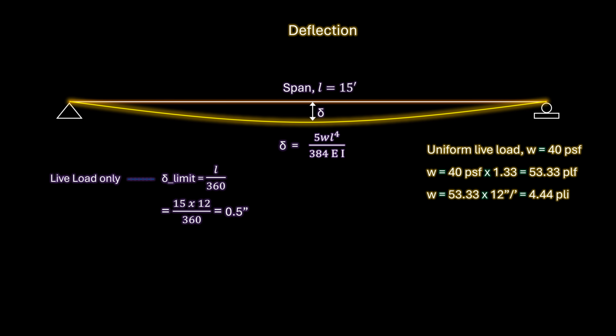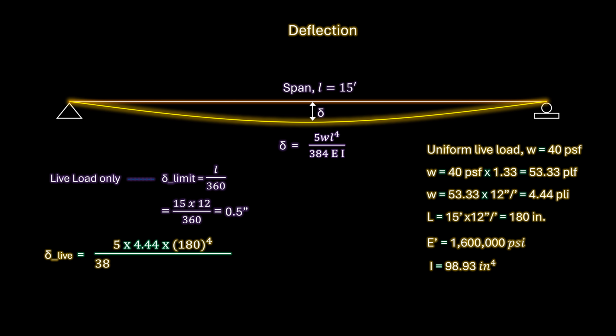The span of the joist is 15 feet. This is equal to 15 by 12 inches per foot, which is 180 inches. We have already determined that the modulus of elasticity is 1,600,000 pounds per square inch and the area moment of inertia is 98.93 inches to the fourth power. Therefore, the live load deflection is 0.38 inches. This is less than the maximum 0.5 inch limit that we have determined, and therefore the joist is adequate.